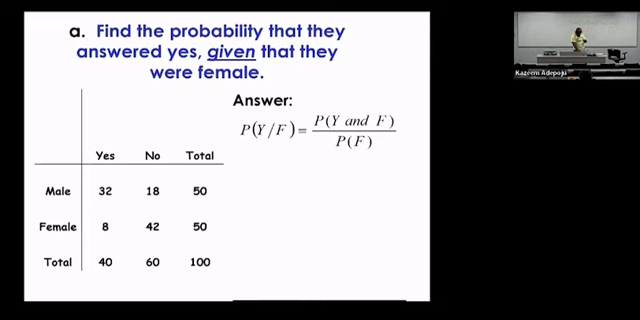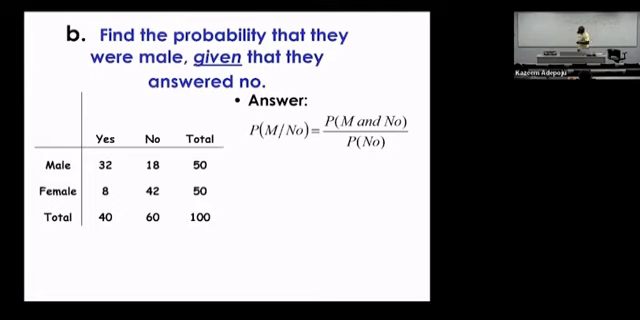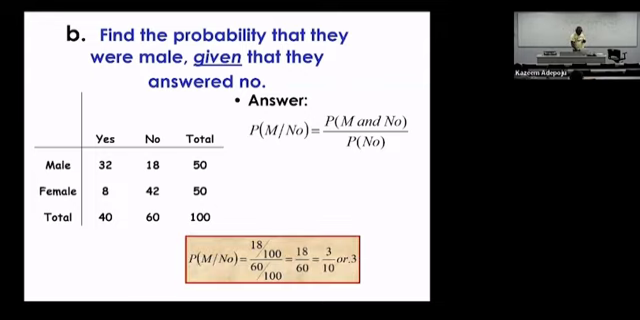Similarly, we're going to go to the next question. Find the probability that they were male, given that they answered no. Similarly, you're going to go the same way, and you're basically going to obtain your results. So that is how we find conditional probability. I need you to show your work. Make sure you show your work. Now we're done with conditional probability.